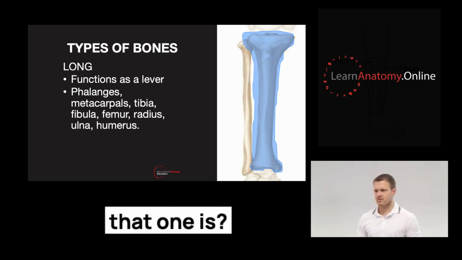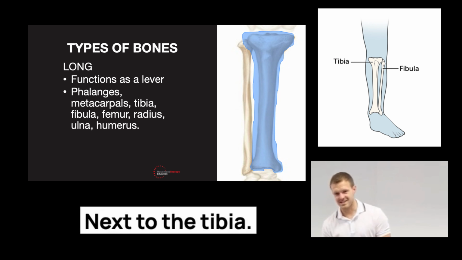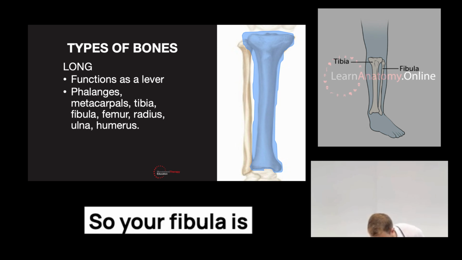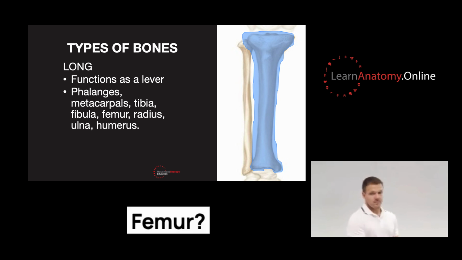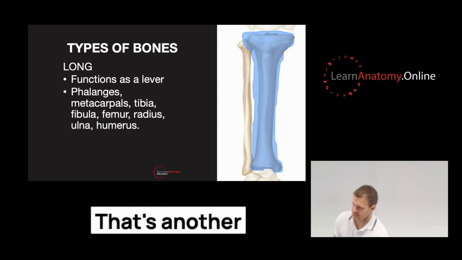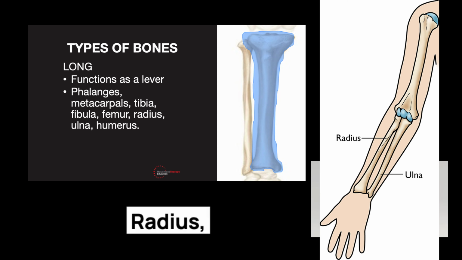Fibula, any idea what that one is? So, yeah, next to the tibia. So your fibula is on the lateral aspect of your lower leg. Femur, we talked about that one already, so that's in your thigh. That's another long bone. Radius, where's that? Good, in the forearm. Yeah, very good.